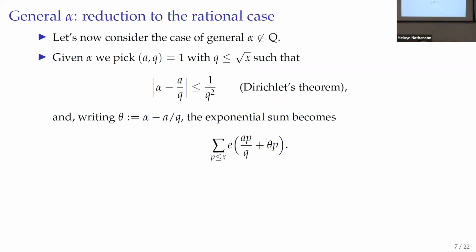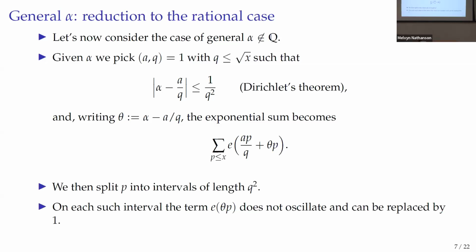Okay, so if we do this, I can write my exponential sum as this, what I already understood, times theta p, which I don't understand. And what is the easiest way to handle theta p? Well, you can actually cut the sum into short intervals, and you make the intervals short enough that this theta p doesn't have any cancellations. So let's actually do this.